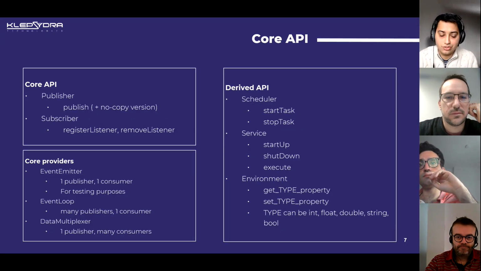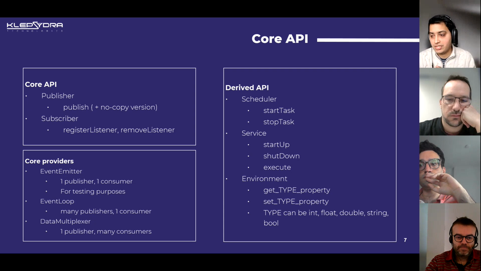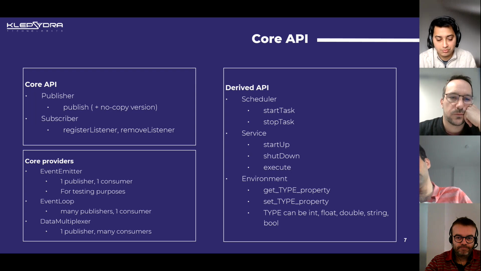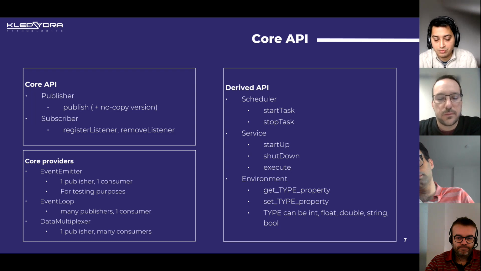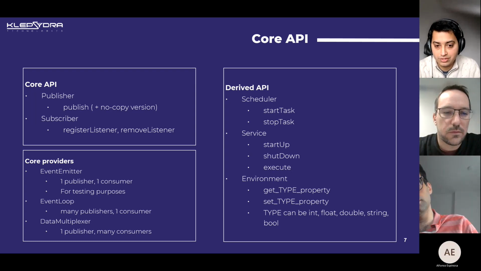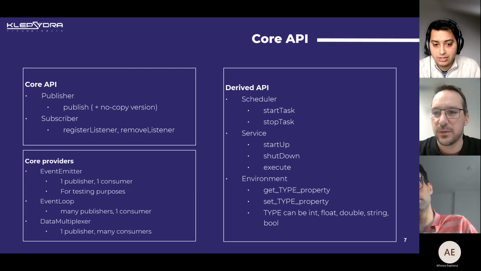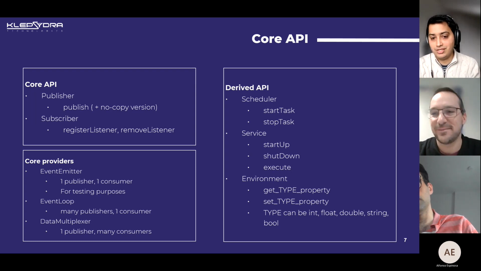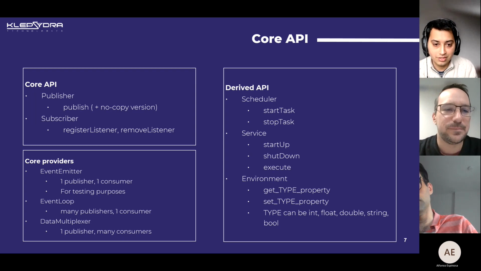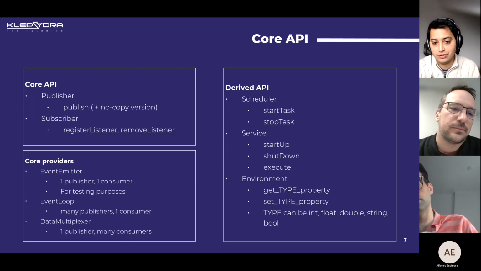So what is the core API? The core API is basically a publish subscribe model. For a publisher, we have two versions of the publish. One is a standard publish, which does a copy of your event. And there's a no copy version, which works with shared smart pointers. So there are no copies, so it's faster. That's the high performance version. In fact, in the high performance version, we have two versions: the normal one and the no copy one. And then you have a subscriber with which you can register listeners to take actions on the messages that you're receiving.